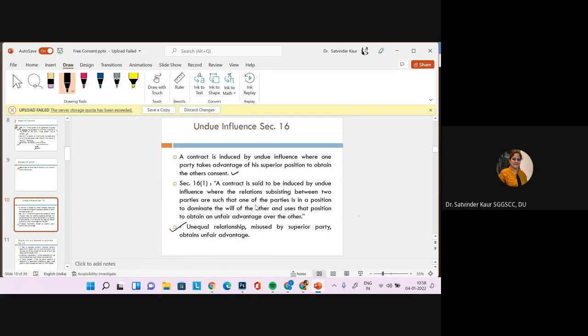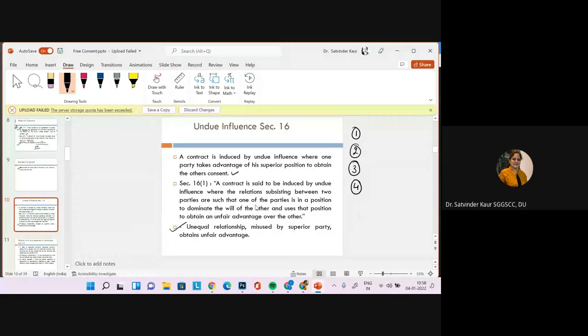So your essentials are: first, that there should be a relationship where one is superior, the other is inferior. Second, that such a relationship is such that one person is in a position to dominate the will of the other. Third, that it is being used to compel the other party to enter into the contract. Fourth, that it has given the undue advantage to the superior party.